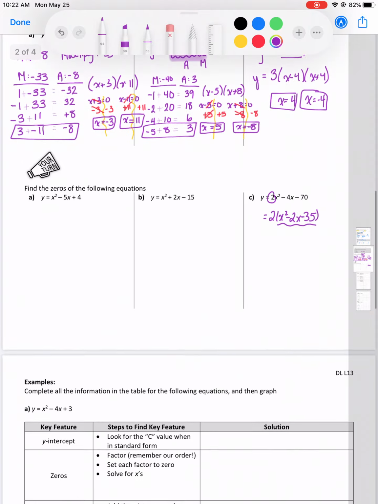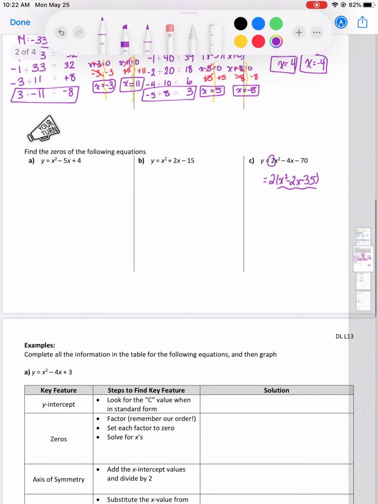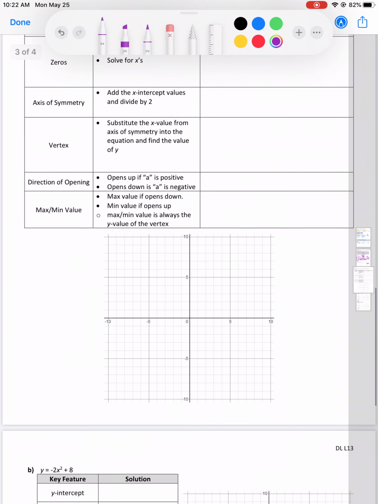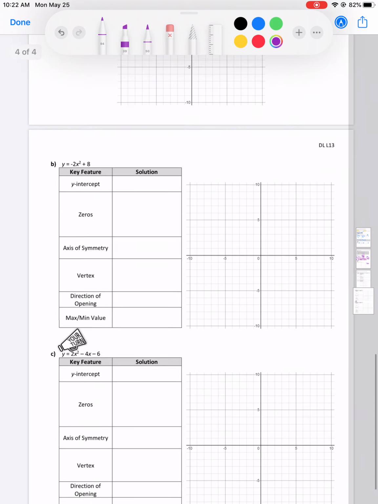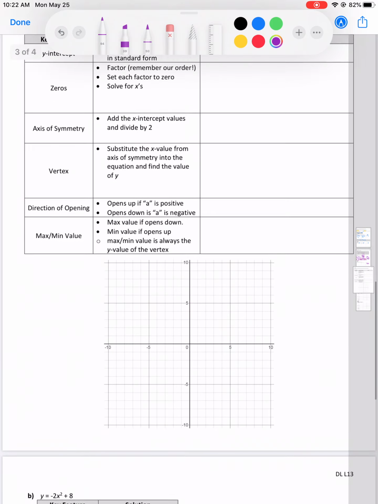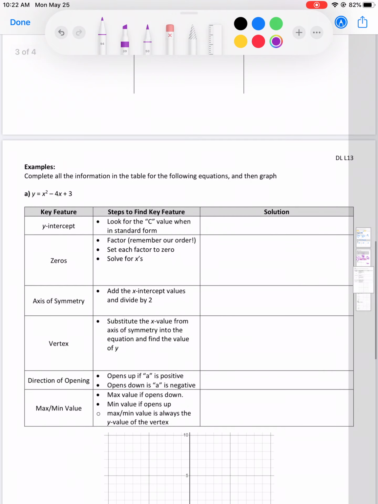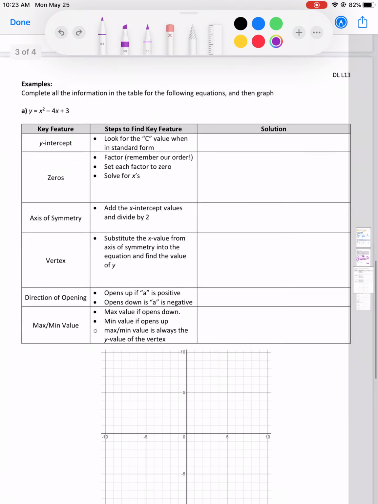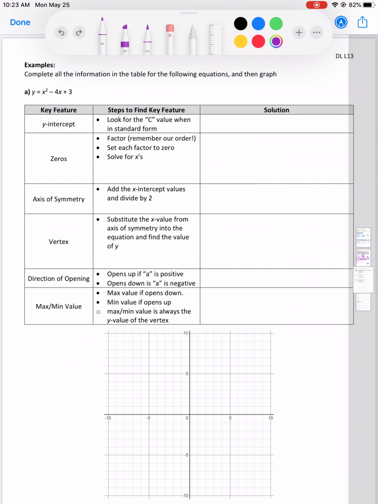Okay? Okay, so what we're going to do now is we're going to bring everything together. Now I've got a few different examples here. So complete all the information in the table for the following equations and then graph. So we need to, this is bringing everything together. Yeah, so let's go step by step.